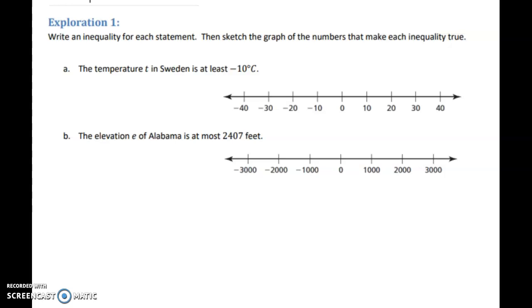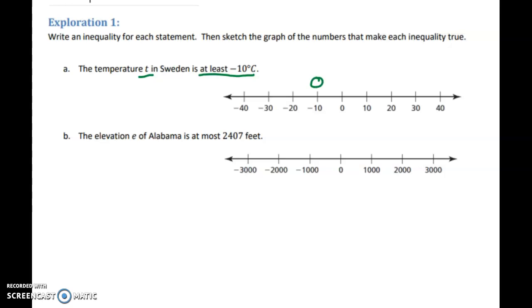Okay, so we're going to use our foldable that we just filled out to help us. So this is exploration 1. It says, write an inequality for each statement, then sketch a graph of the numbers that make the inequality true. So it tells us right here we're using T for our variable. So the temperature T in Sweden is at least negative 10 degrees Celsius. So we know our number is negative 10.